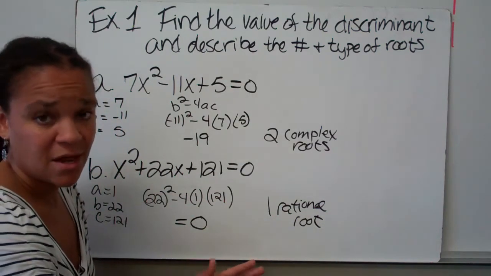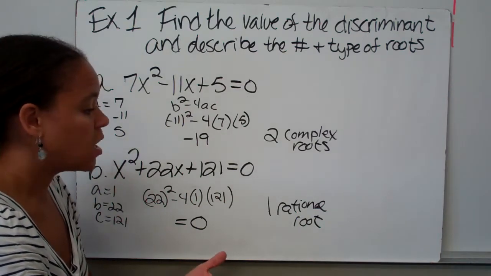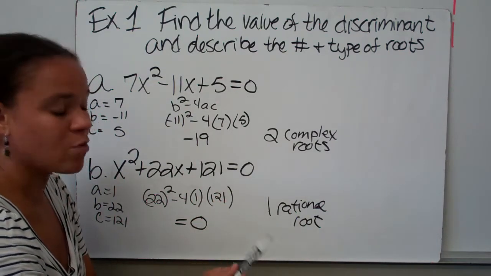So that's it. Find the discriminant, look at your chart, and tell me how many solutions, roots, or zeros there are, and whether they are rational or irrational.